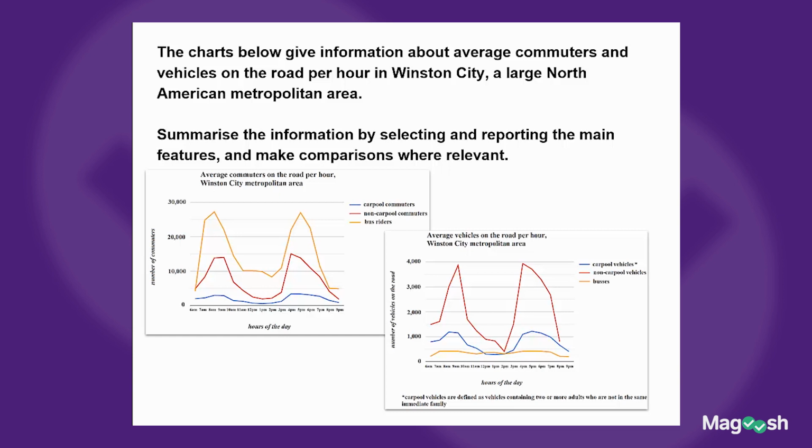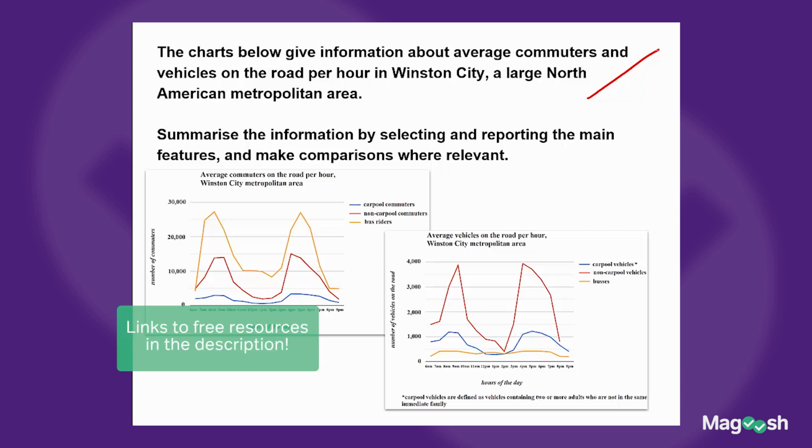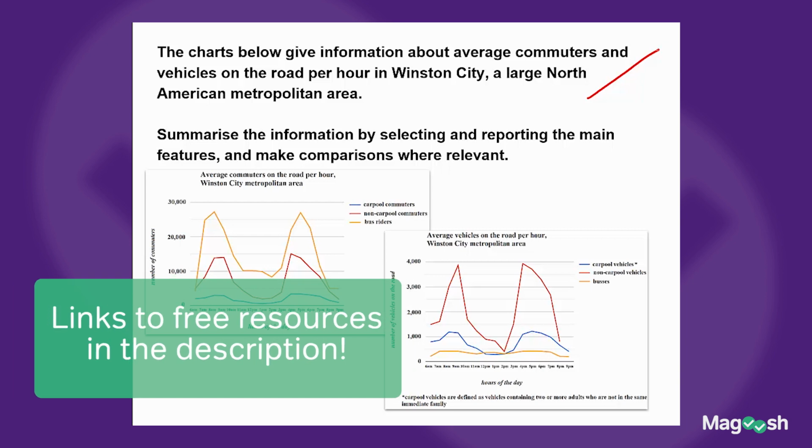All right, so first, just going over what the question says. Here we have the summary at the top. The charts below give information about average commuters and vehicles on the road per hour in Winston City, a large North American metropolitan area. Okay, then we have to summarize the information, selecting and reporting the main features and making comparisons where relevant. That's the information you always have to consider for every Task 1 prompt.